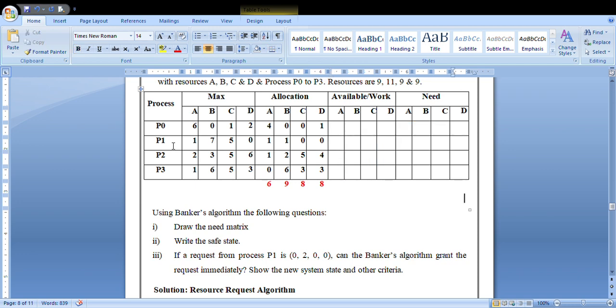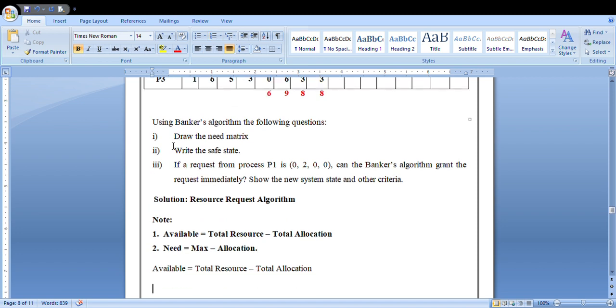What you are going to do now, how to calculate the available value is, as I said before, based on this formula. So what is the formula now? What is the total resource value? The total resource value is 9, 11, 9, 9. This is the total resource value minus the total allocation value 6, 9, 8, 8.